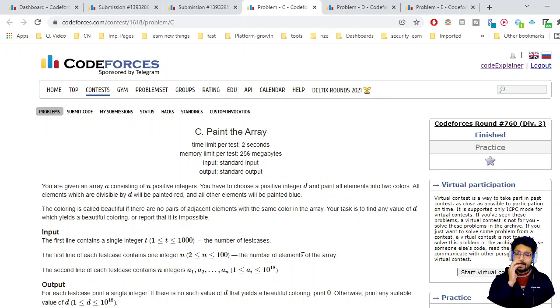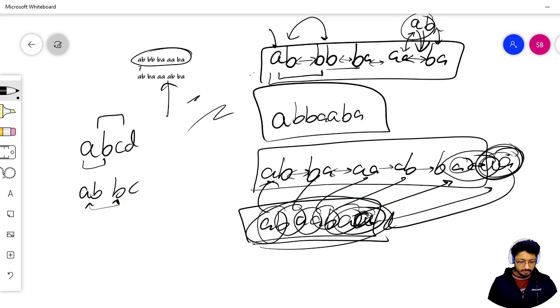So it means that I have to take all the alternate numbers, they should be divisible by D, and all the other numbers are not divisible by D. So if I want to find a number that is divisible by D, I have to find a number that divides all the alternate numbers. So just find the GCD of all the alternate numbers, because GCD will tell you the highest common divisor of all the numbers. So there can be two possibilities actually. I'll tell you what the two possibilities can be.